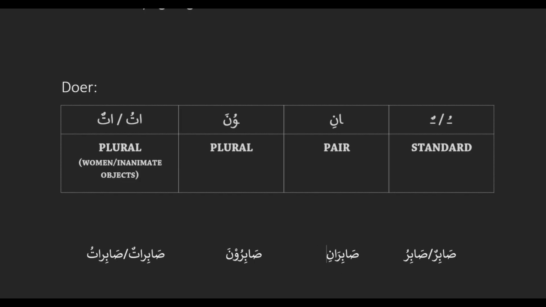Right, slabiruna, plural, means you have multiple, more than three. So slabir is a patient person, so what would slabiruna translate as? Patient persons or patient people? Patient people, right. And then slabiratun, plural, female, would be a bunch of patient women, right, a bunch of patient women. Is that clear? And so the standard means just one of them, right? So if we see that, we know that there's only one.